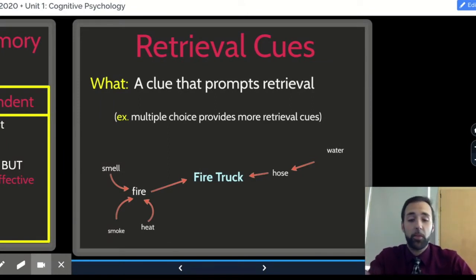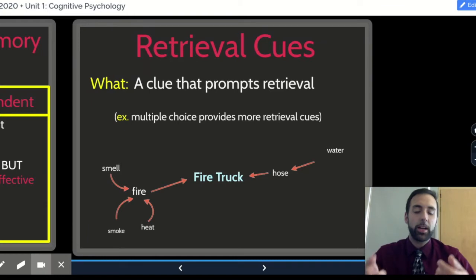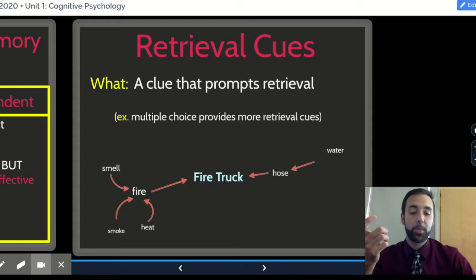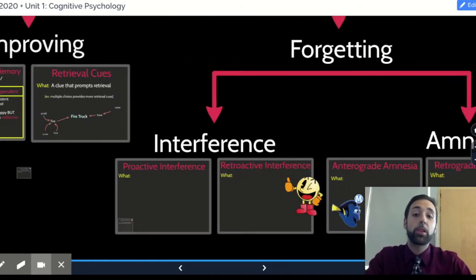So for example, if you're trying to identify the word fire truck and for whatever reason it's escaping you, you might see the word smoke, and then all of a sudden that triggers a retrieval cue and jogs your memory, and next thing you know, you're able to recall or retrieve the word fire truck. Multiple choice questions, again, tend to have a lot of retrieval cues. FRQ questions might have some, but not nearly as many. FRQs often require you to recall through what's called free recall and use entirely your long-term memory without a lot of hints, without a lot of retrieval cues.